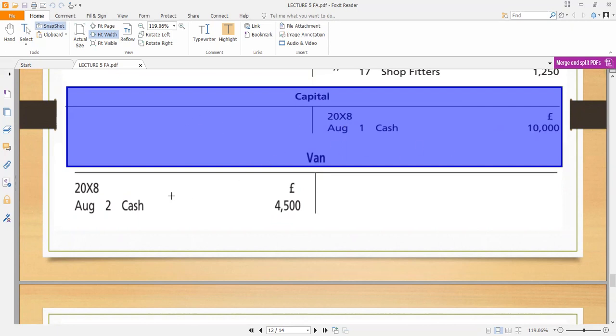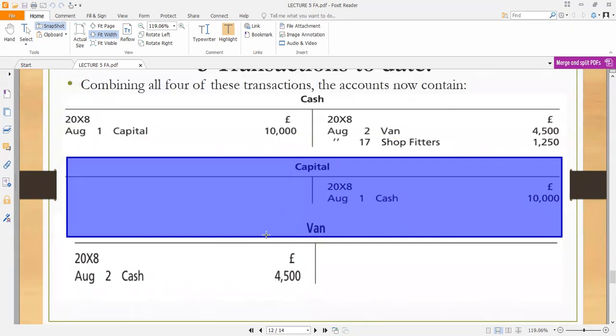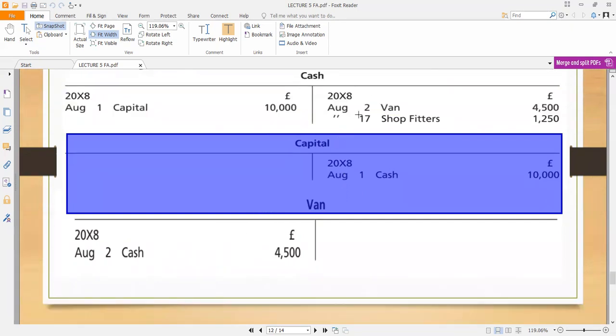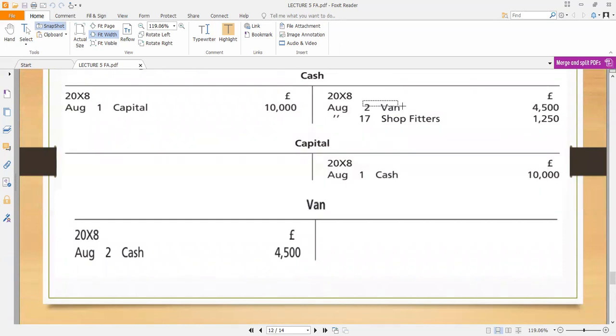here we can see that on the 2nd of August we had cash of 4,500, which went towards the van. Now, as you can see here, the amount was what? Here the amount was credited because that's when we had put the amount into the business.